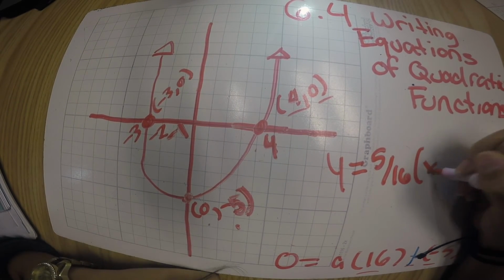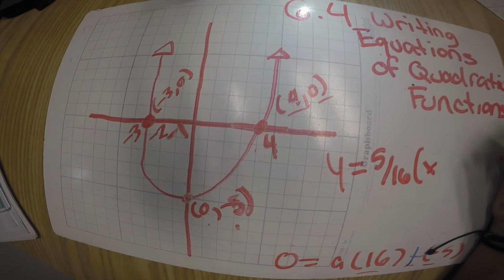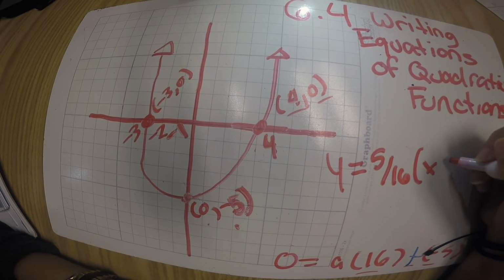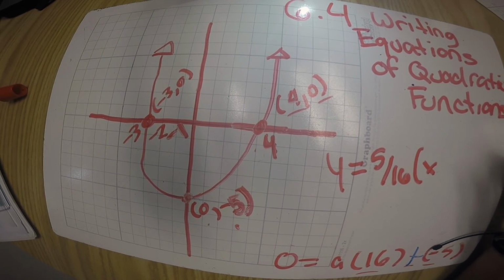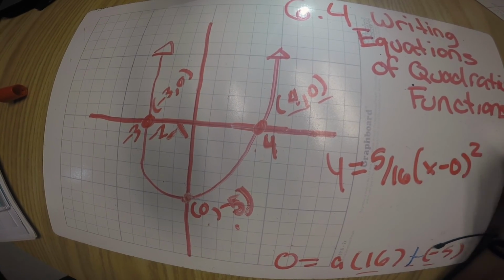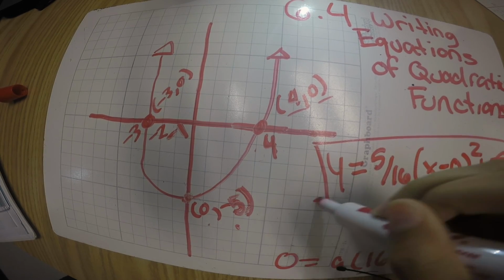And then the x, it's x minus, hold on, I forgot my equation. Oh, x minus 0 squared plus -5, and that is your equation.